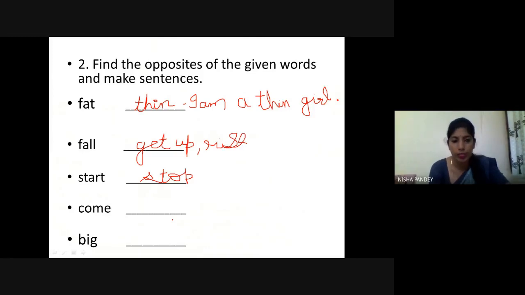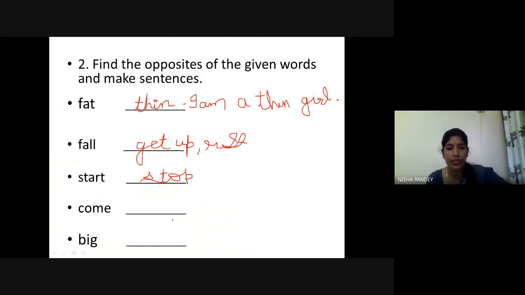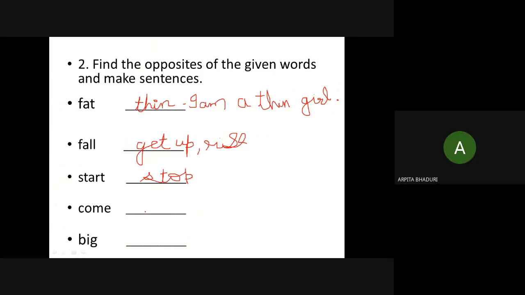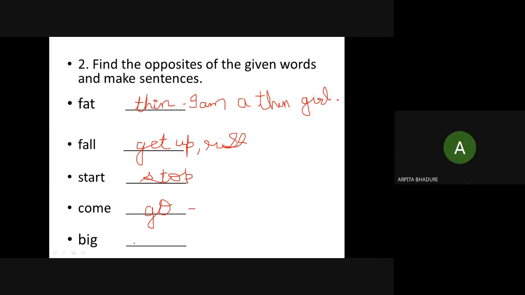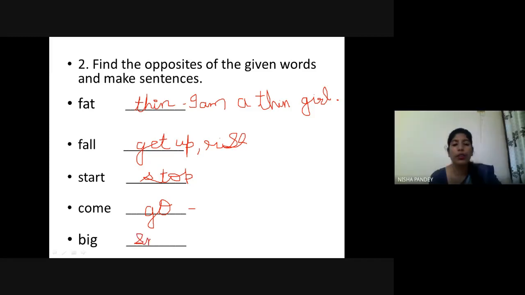You can make your own sentences, children. It's not that you must write what is said here or what ma'am says. You have to make your own sentence. Come. What is the opposite of come? Go. Very good. So again, one sentence with the word go. Now the last is big. The opposite of big is small. Very good. So you have to frame a sentence with small.